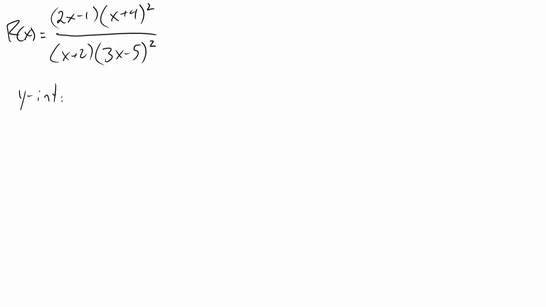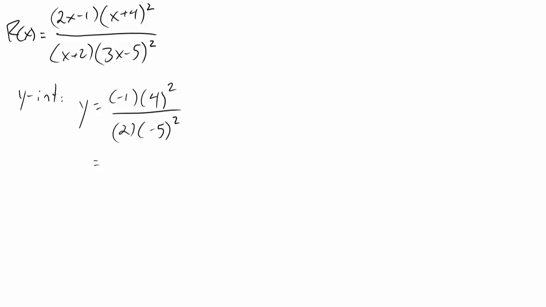our y-intercept. So we'll replace the capital R of x with a y, and we're going to put a 0 in for x. So that leaves us with a negative 1 times 4 squared over 2 times negative 5 squared.